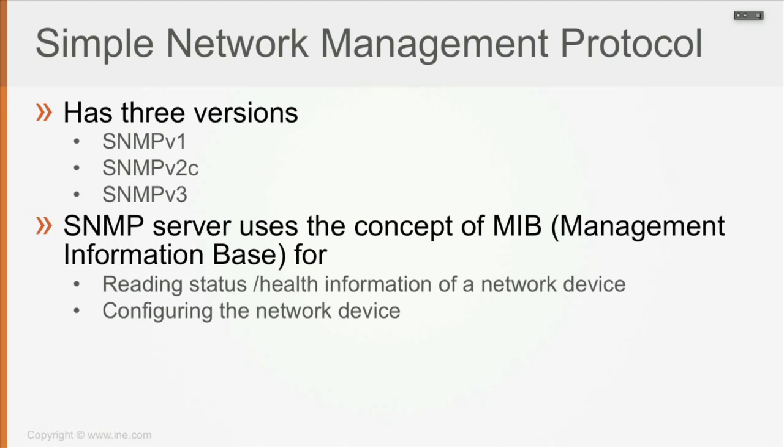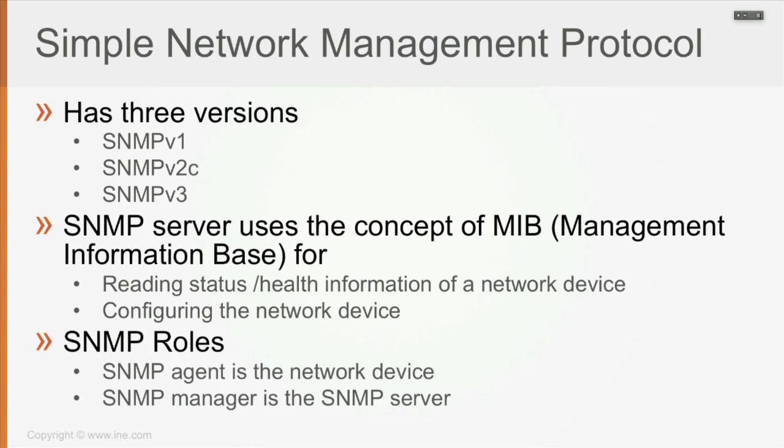Like, you can use SNMP to connect to a device and read its CPU status, what is the current CPU level. And you can also use those MIBs, the Management Information Base, in order to configure the network device remotely. So you can actually change the device's configuration via SNMP.